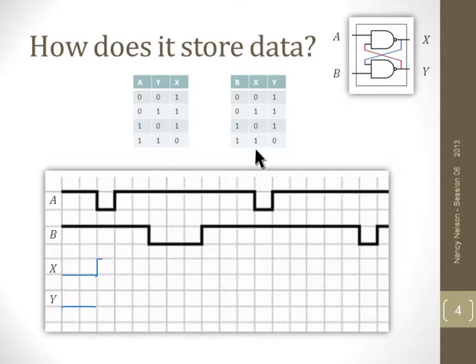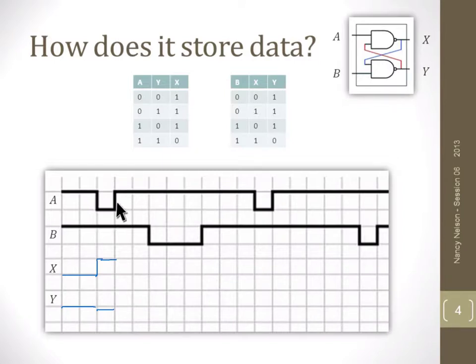But then we've had a change in X, so we need to come over to our second truth table and see what's B, what's X, and therefore is Y going to change. So B right now is high, X is high, so we're in this last row of our truth table, which means Y is going to be 0. Well, Y already is 0, so we can continue that over until we get the next change in any of our inputs.